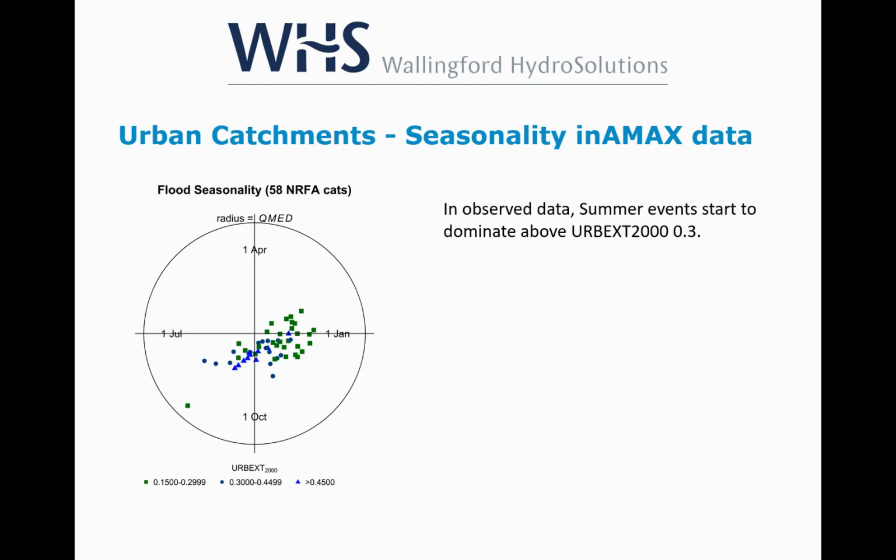Here's another way of illustrating this. So this is just 58 catchments where the Urbex 2000 is greater than 0.15. We can see the majority of those catchments between 0.15 and 0.3 are in winter between October and April. As the Urbex 2000 increases, it increasingly moves to the west towards these sort of July to October events. So in observed data, what we can say is some events start to dominate above Urbex 2000 of 0.3.